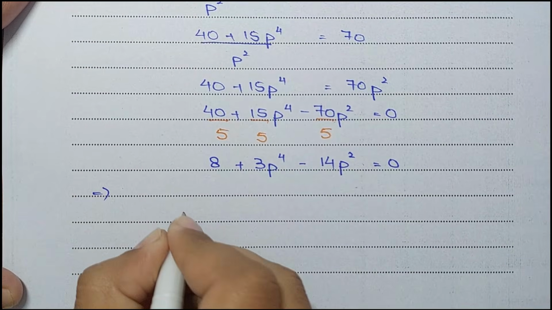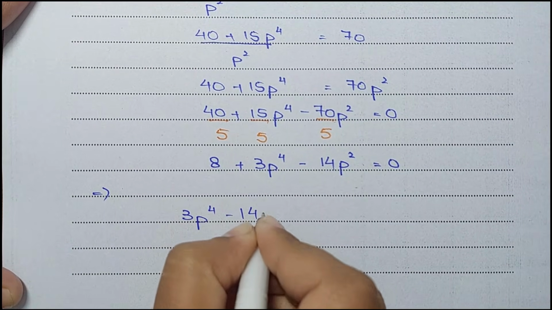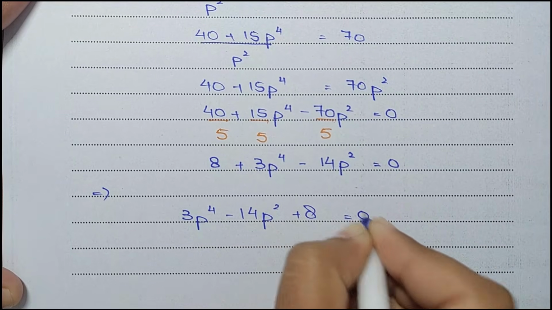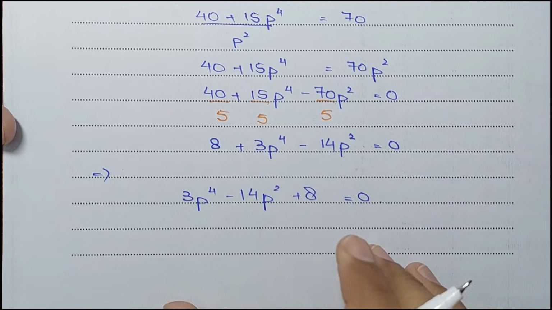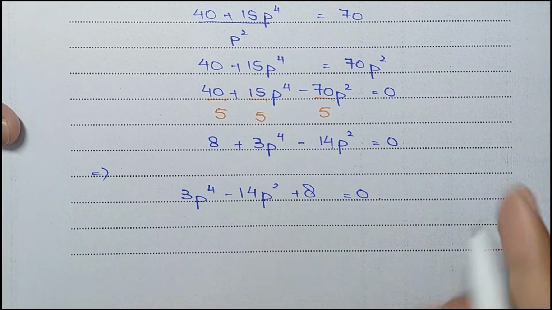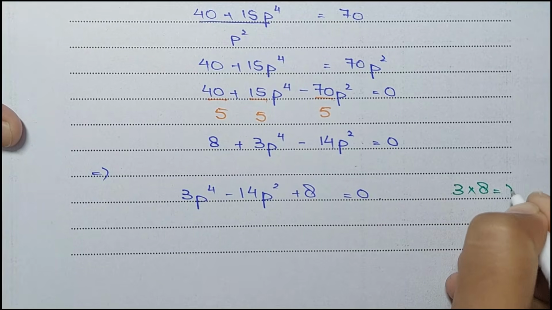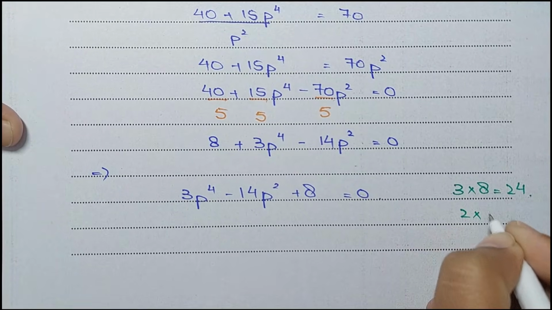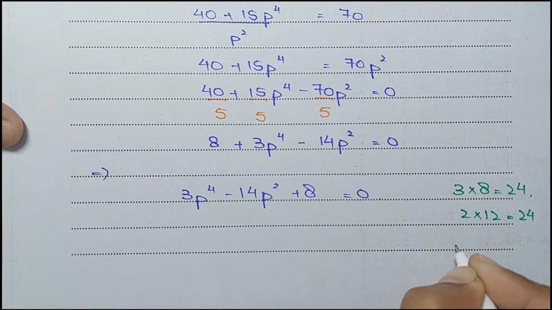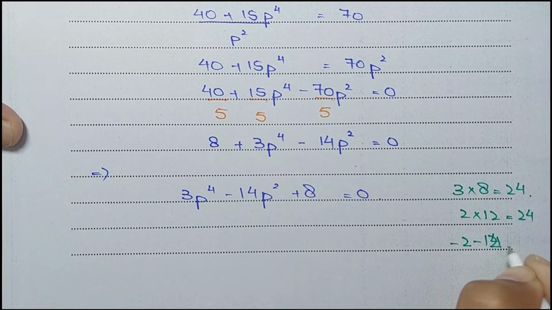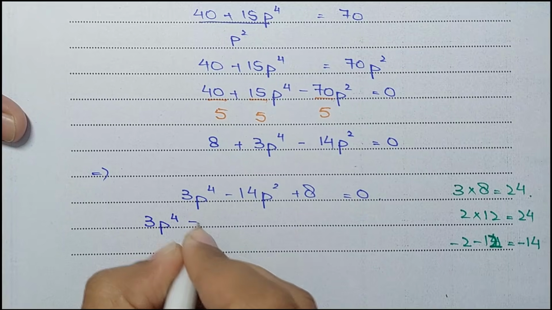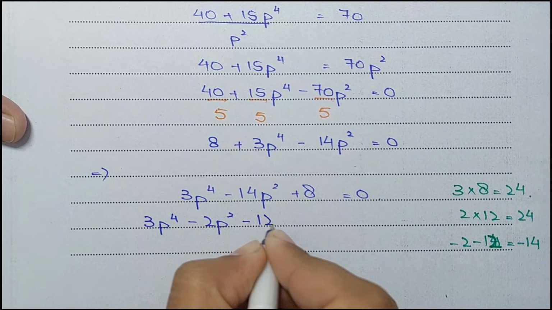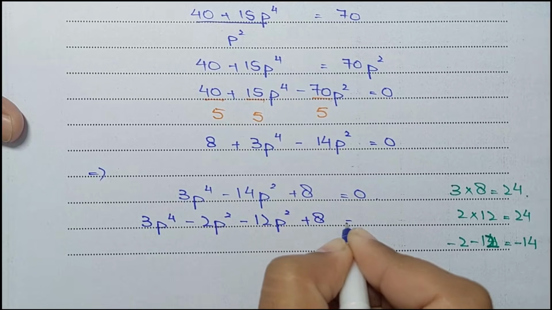Now let me arrange this equation. 3p4 minus 14p square plus 8 equals 0. Now this looks like a quadratic equation in the variable p square. Now let me try to factorize. 3 times 8 is 24. Pick the factors of 24. 2 times 12 is 24, and when you do minus 2 and minus 12, this is negative 14. Right? So break the middle term, negative 14: 3p4 minus 2p square minus 12p square plus 8 equals 0.